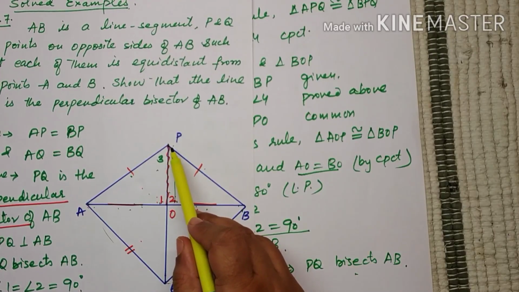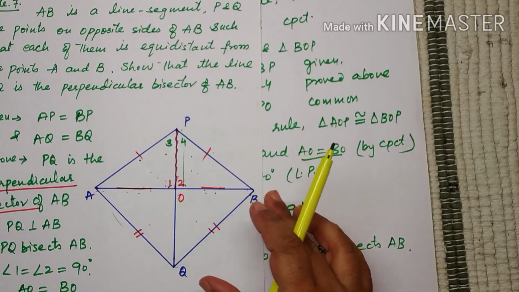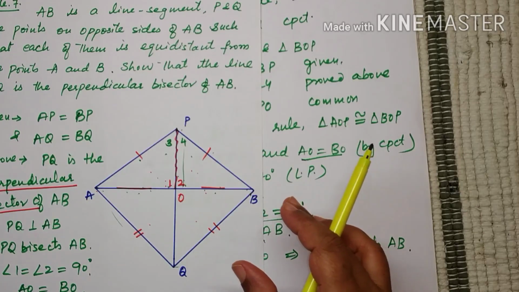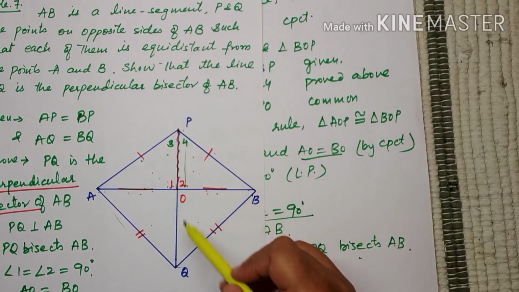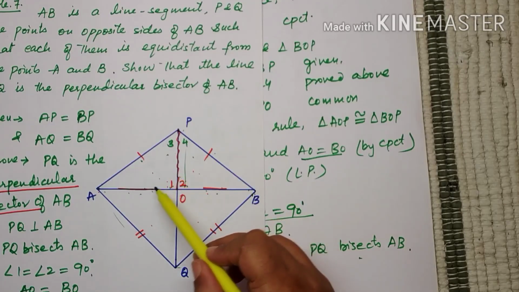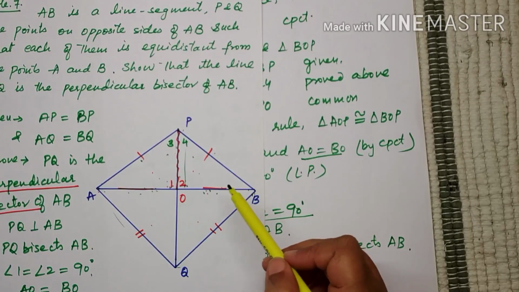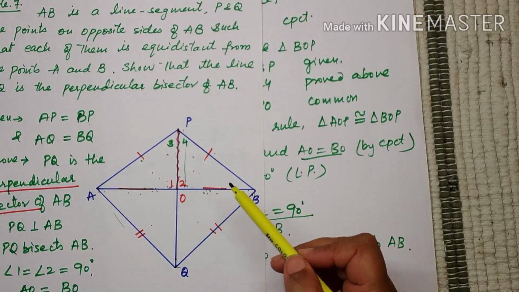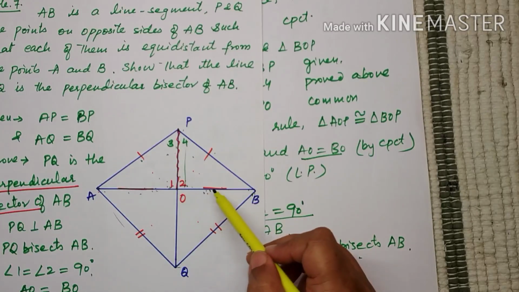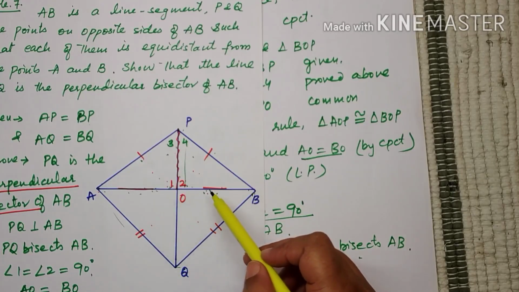See, we had to prove that the line PQ is the perpendicular bisector of AB. The term perpendicular bisector is very important. It consists of two terms. One is perpendicular, other is bisector. So in order to prove PQ is a perpendicular bisector of AB, I had to prove two things. PQ is perpendicular to AB, that is PQ and AB are meeting at an angle of 90 degrees. So I have to prove angle 1 and 2 are 90. And then we need to prove PQ bisects AB. That means AB is divided into two equal parts by PQ. That is AO is equal to BO.